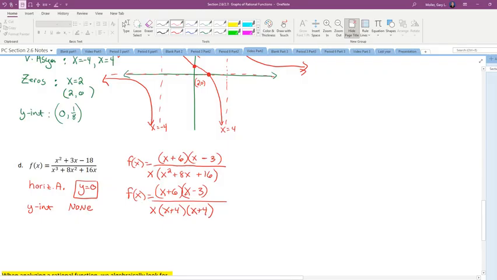So this is all pretty simple. Most of this you could just do in your head. Just the writing it down kind of takes the extra second. So what do I know? I know my zeros are at (negative 6, 0) and (positive 3, 0). I know my vertical asymptotes are at x equals 0 and x equals negative 4. So I think that's everything I know. So let's see what we've got.